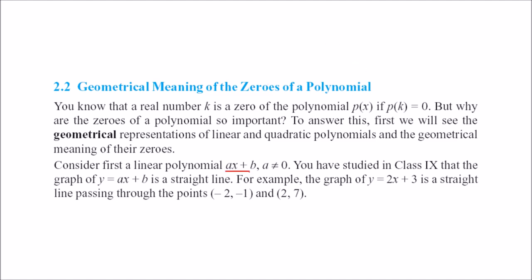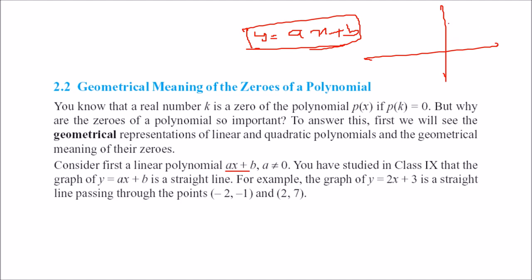If you have a linear equation like ax plus b, just make it some value y is equal to ax plus b, and we know this is a straight line. These are your axes. This straight line can be like this, or it can be like this, any way it can be.